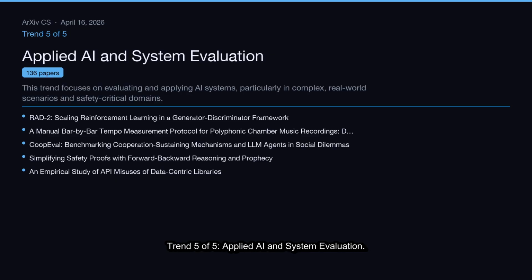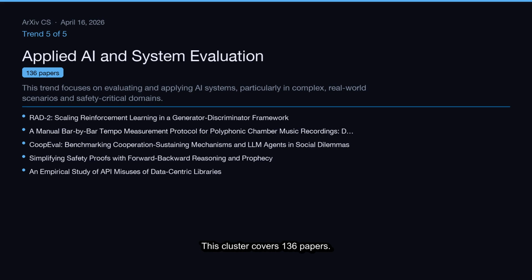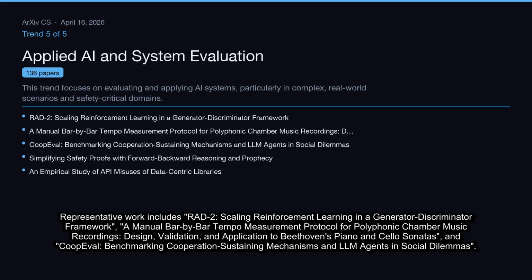Trend 5 of 5, applied AI and system evaluation. This trend focuses on evaluating and applying AI systems, particularly in complex, real-world scenarios and safety-critical domains. This cluster covers 136 papers. Representative work includes RAD2, scaling reinforcement learning in a generator-discriminator framework, a manual bar-by-bar tempo measurement protocol for polyphonic chamber music recordings, design, validation, and application to Beethoven's piano and cello sonatas, and Coevolution, benchmarking cooperation-sustaining mechanisms and LLM agents in social dilemmas.